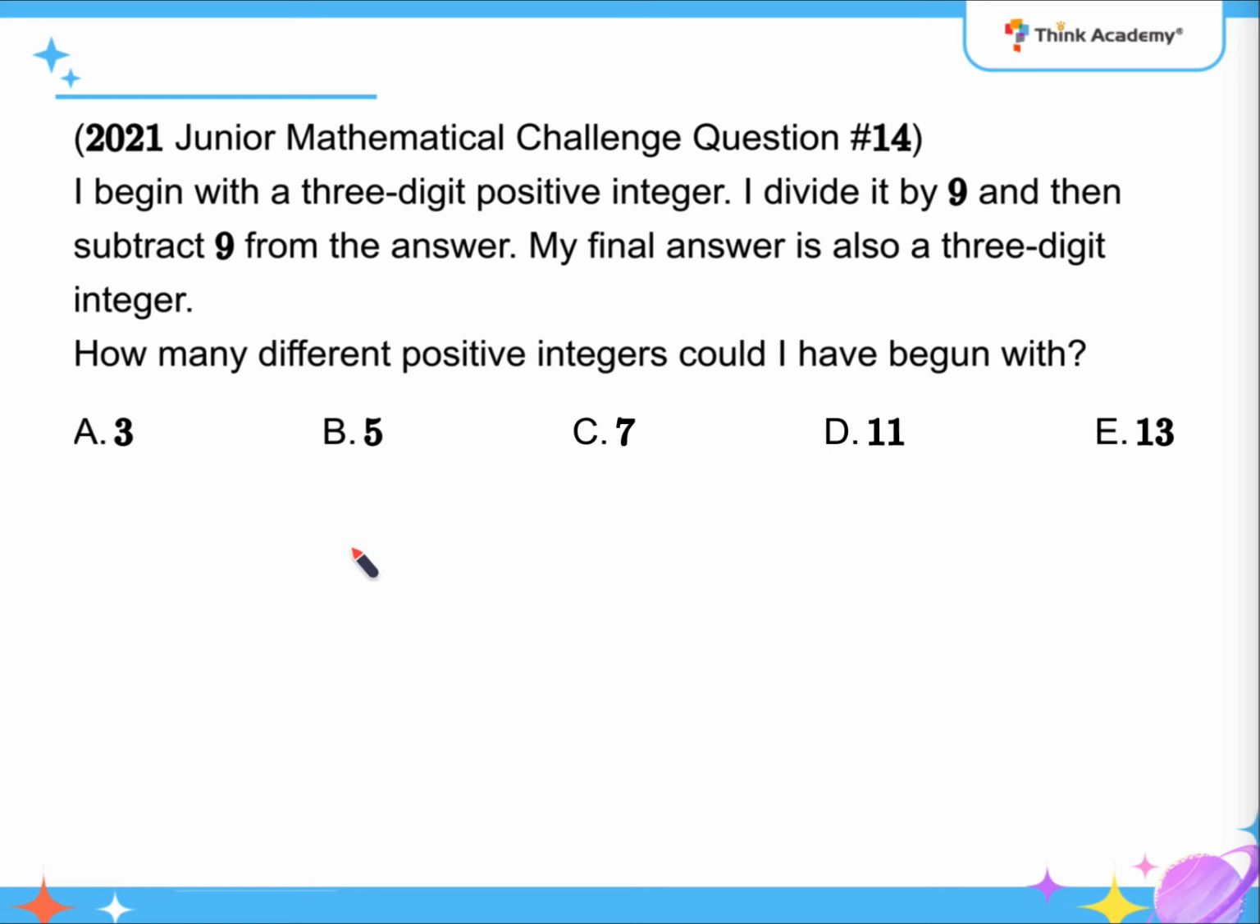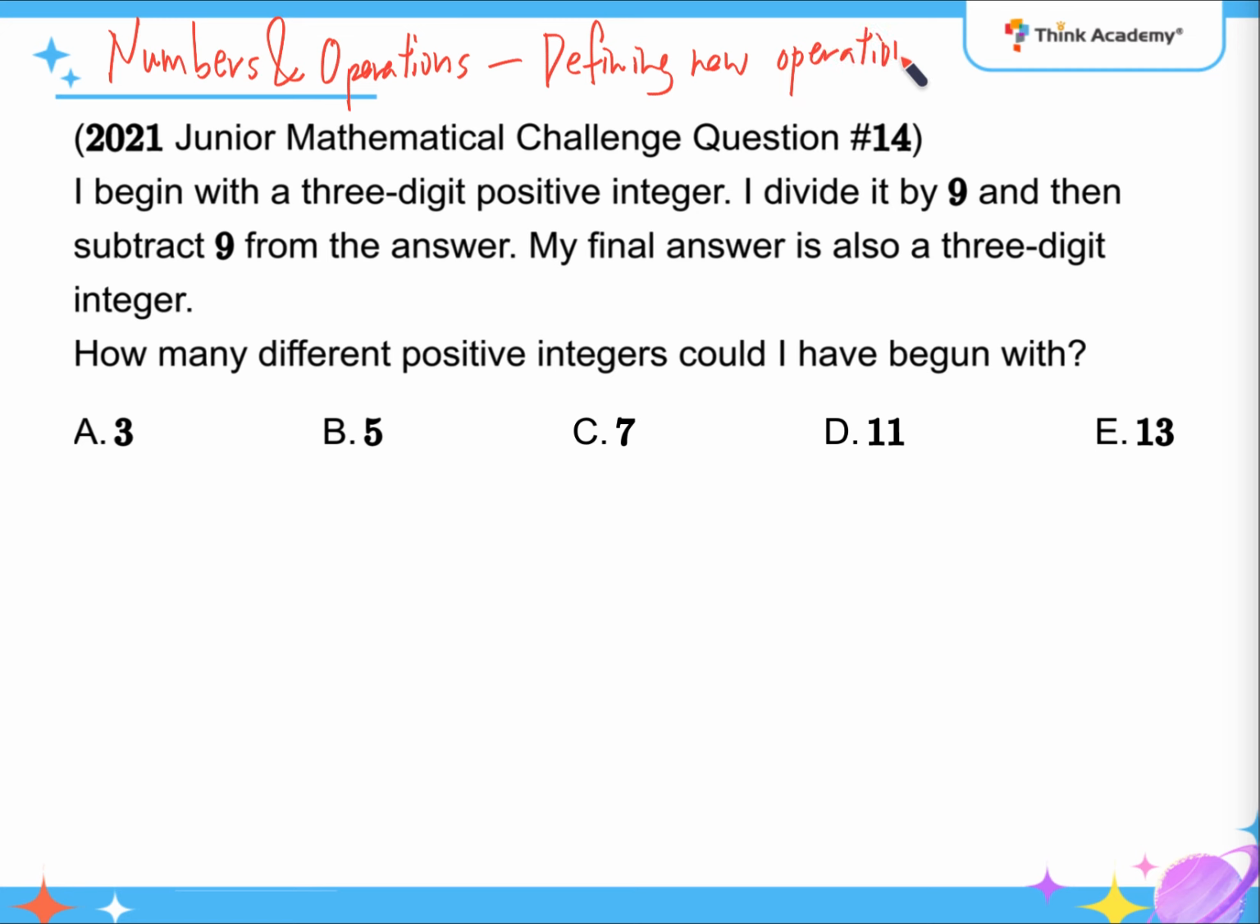And for question 14, to be fair, it is a little bit hard to classify it. I think it belongs to the number machines in numbers and operations, or like defining new operations. So what it says is that when I'm dividing a 3-digit number by 9 and subtracting 9 from the answer, I still get a 3-digit integer.